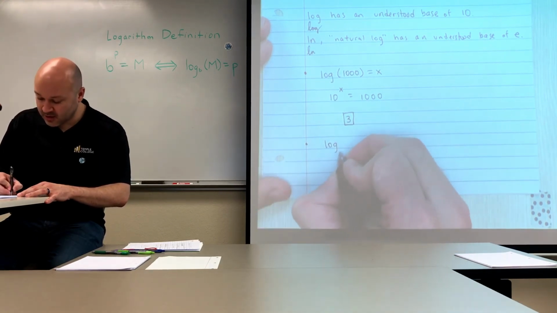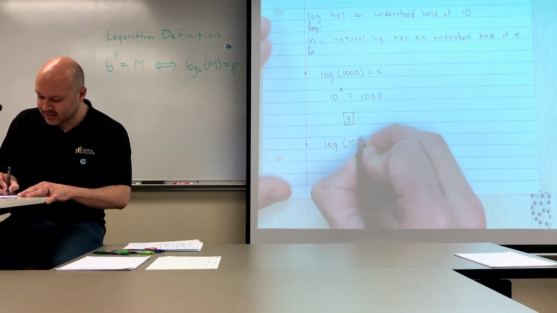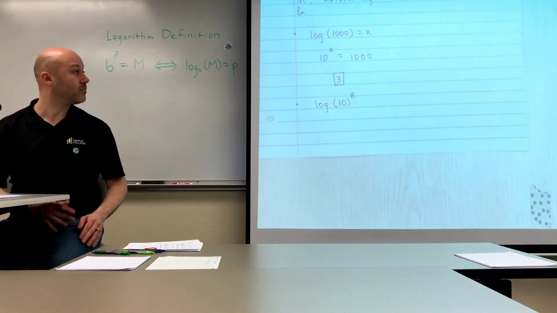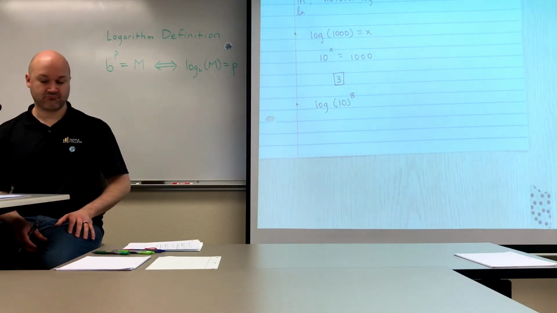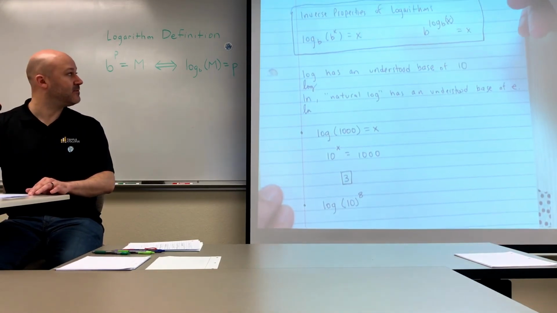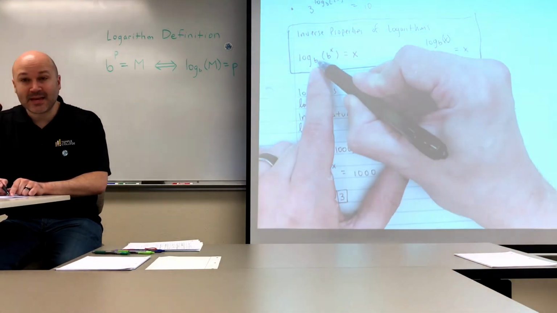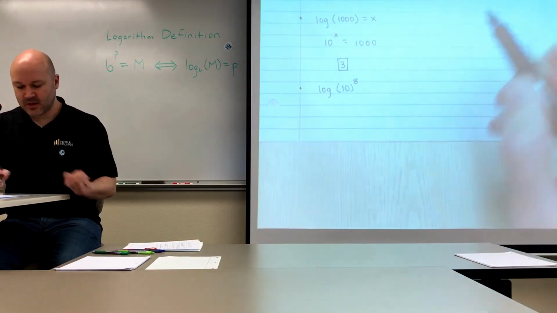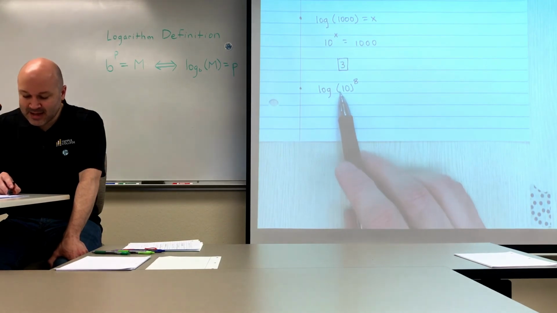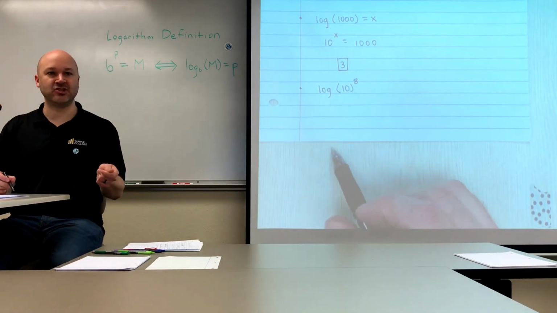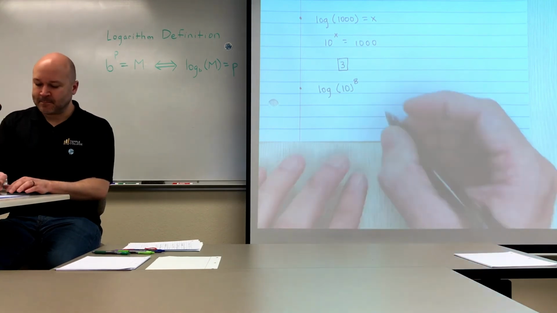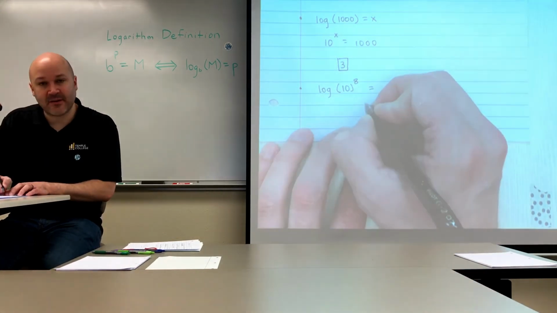Let's try log of 10 to the 8th power. Oh, I claim this is an inverse property. I have a base matching a base. My understood base for log is 10. So this matches. So in the end, I should just get 8. But maybe I'm not comfortable with that just quite yet. So I just want to use the definition.